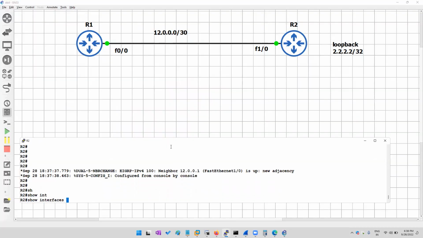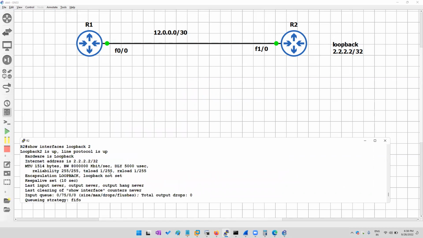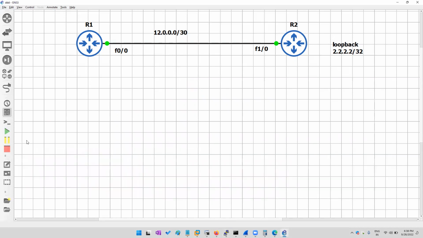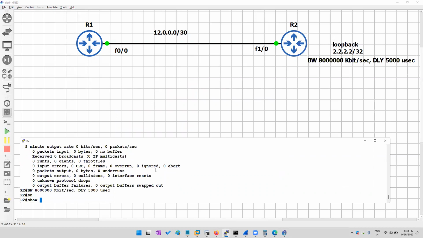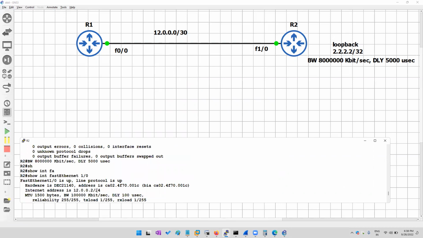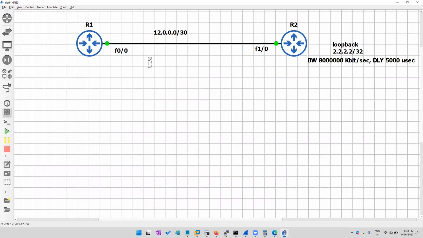Go to the R2 side and say show interface loopback number 2. Bandwidth and delay: copy this one and select your notepad file, paste it here. So this is the bandwidth and delay for loopback. Now for interface FA 1/0, show interface FA 1/0. Where is my bandwidth and delay? This one. Copy. Done. Now go to this side. Both are using the same bandwidth and delay, R2 and R1, because it is Fast Ethernet 100 Mb.